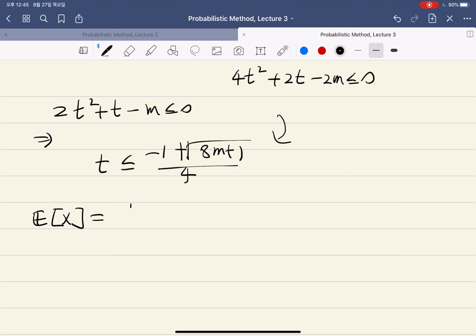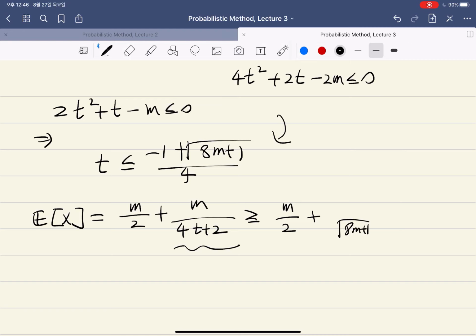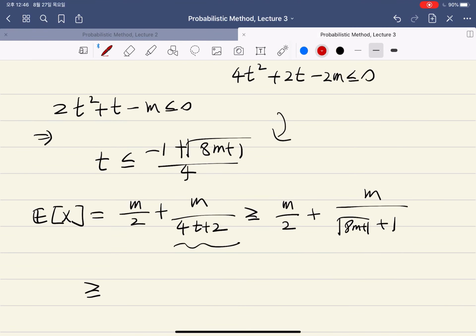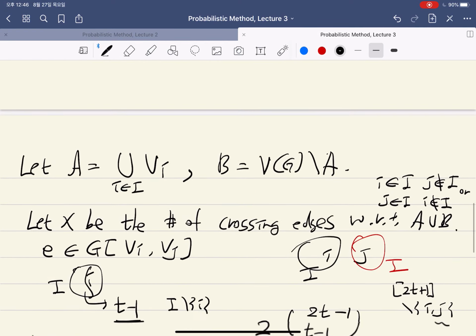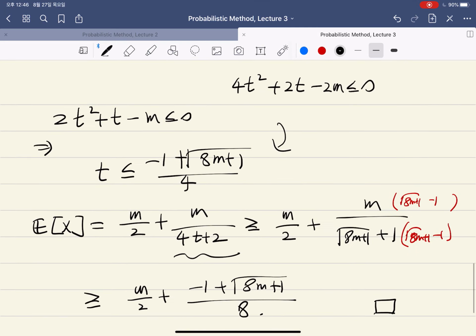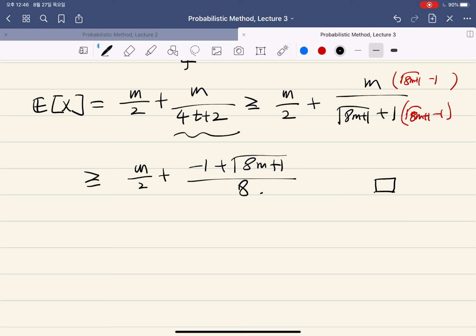Then we know that this holds. And this is minimized when t is as large as possible. So this is (8m+1)/m. And if you multiply on both sides, same thing, sqrt(8m+1) minus 1, then what we get is m/2 plus (-1 + sqrt(8m+1))/8. So this is what we wanted. If the chromatic number is even, then you can carry out the same computation, and you can also show the desired bound, even a slightly better bound; you can check that it is plus 1 in that case.